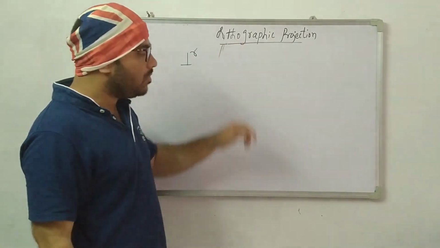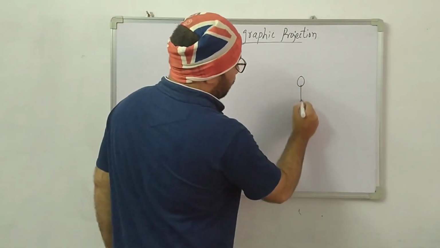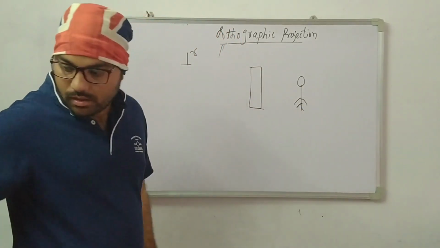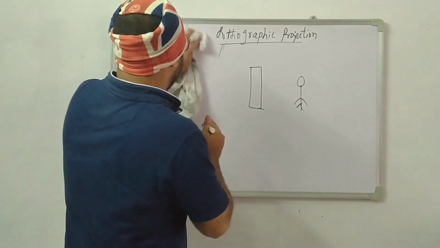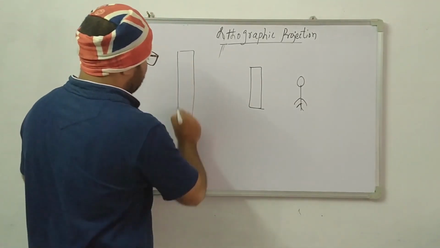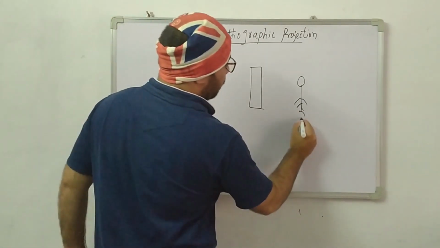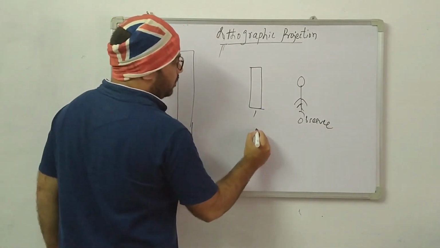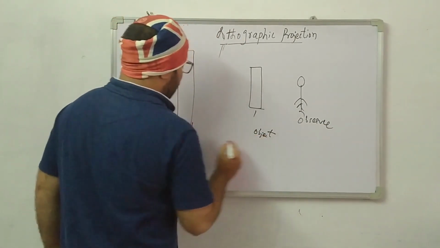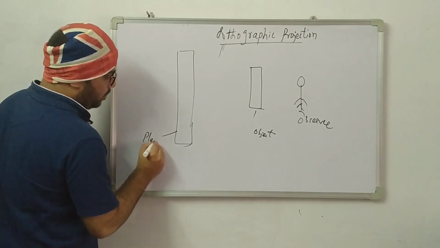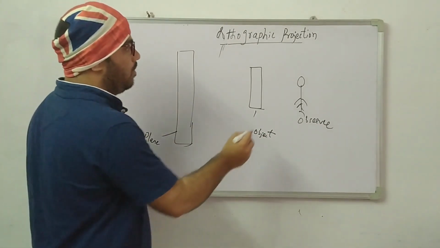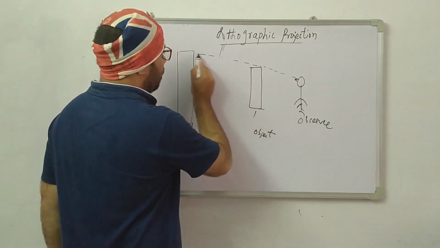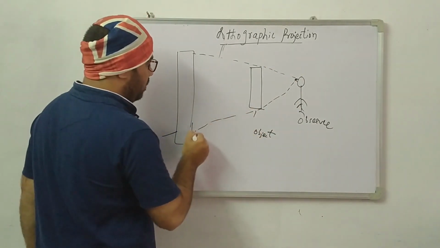So here this is the observer and this is my object. This is my principal plane, or projector. Now I am watching from here, and the rays of vision will meet the object like this and fall on this plane.